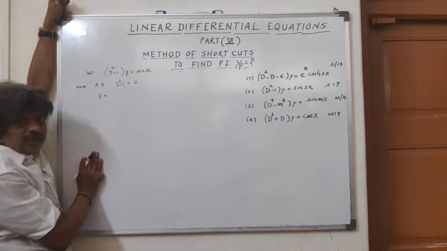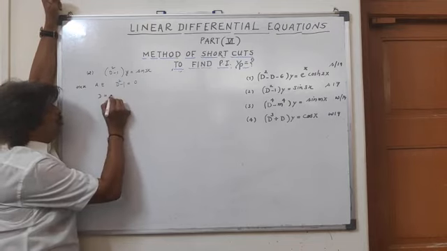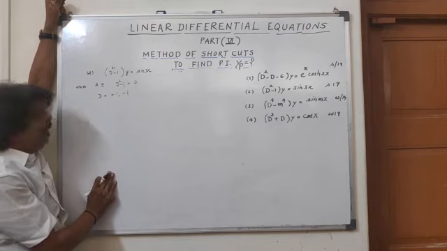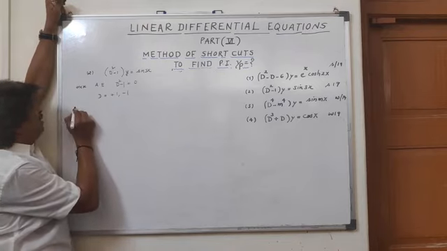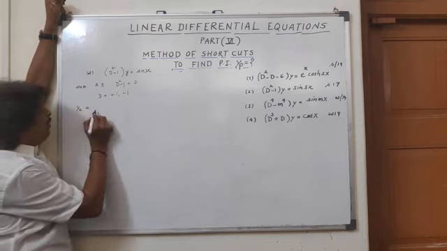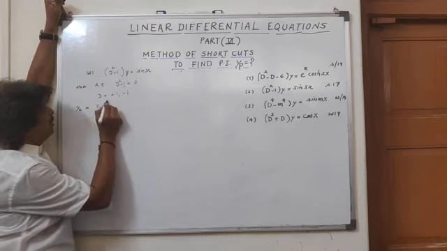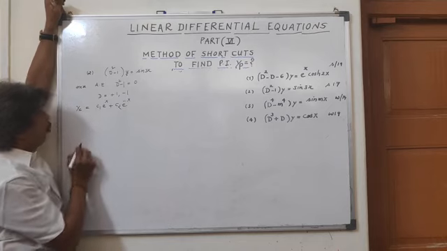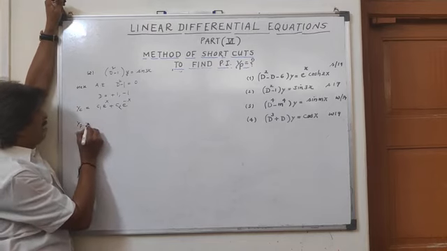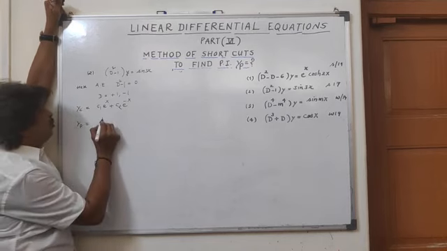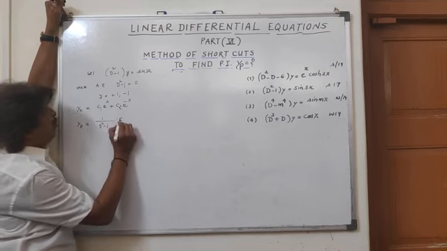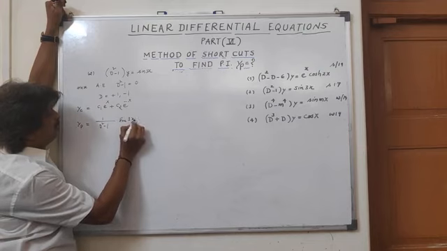What are the roots of this quadratic equation? It is plus 1 and minus 1. Again here roots are real and distinct. Therefore, yc, the complementary function, is c1 e to the power x plus c2 e to the power minus x. Yp, the next part, the formula is 1 upon f of d square, that is d square minus 1, into sine of 3x.